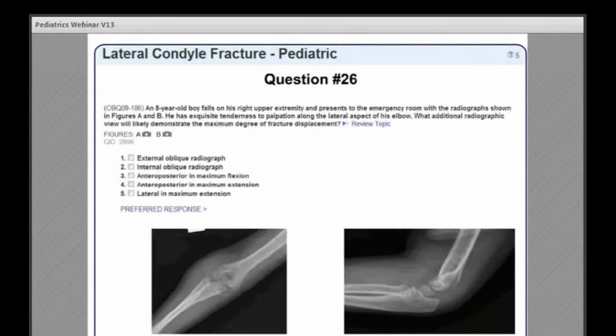An 8-year-old boy falls on his right upper extremity and presents to the emergency room with the radiographs shown in figures A and B. He has exquisite tenderness to palpation along the lateral aspect of his elbow. What additional radiographic view will likely demonstrate the maximum degree of fracture displacement?